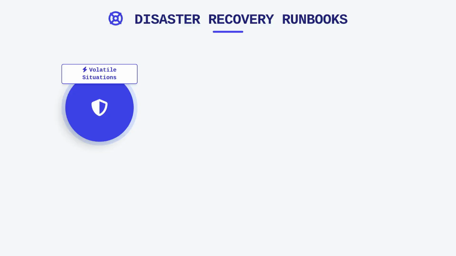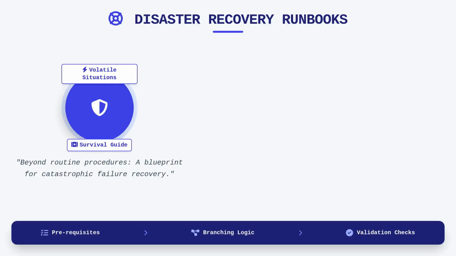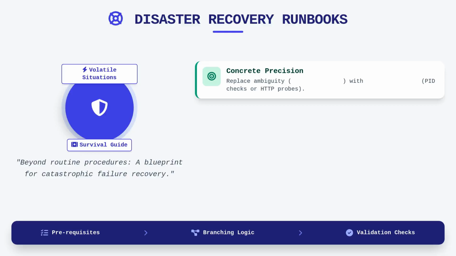Runbooks for disaster recovery occupy a unique position in our documentation architecture because they are intended for the most volatile situations imaginable. While a standard procedure describes how to perform a routine task, a runbook must provide a survival guide for catastrophic failure, necessitating a level of detail that covers prerequisites, validation checks, and specific branching logic. Good technical writing here means avoiding ambiguous language like "verify the server is running" and replacing it with concrete proofs like "confirm the presence of the service PID" or "verify a successful response to a local HTTP probe."